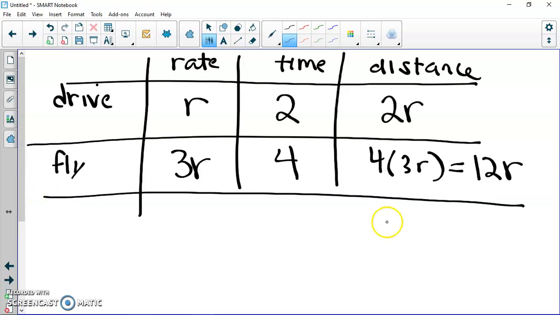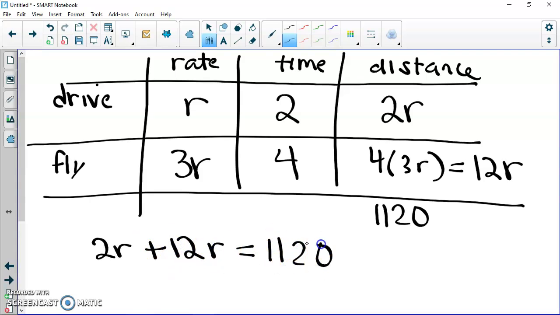The total distance was 1120. So either they could tell you the distance is equal or the total distance. So the total distance is the distance of the drive and the distance of the flight. So 2R plus 12R is 1120. Hit pause and complete this equation here.